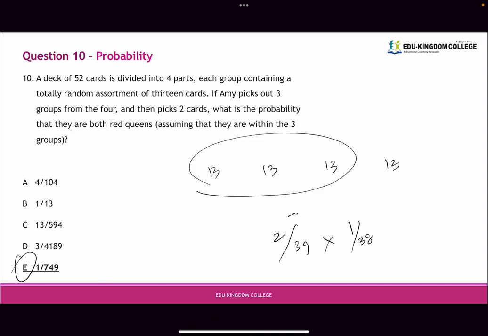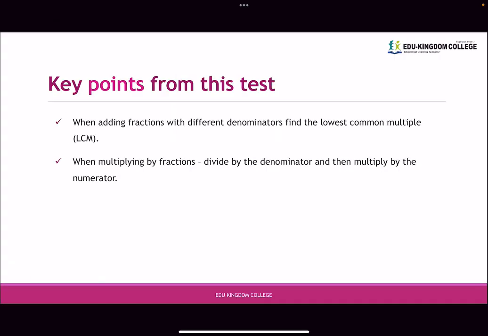Great. So that was our last question. Quick overview after the test. So the key points from this test are: when we're adding fractions together, try and make a common denominator using the lowest common multiple. And also, when we're multiplying by fractions, make sure you divide by the denominator first and multiply by the numerator later, if that's possible, and always make sure you're simplifying.